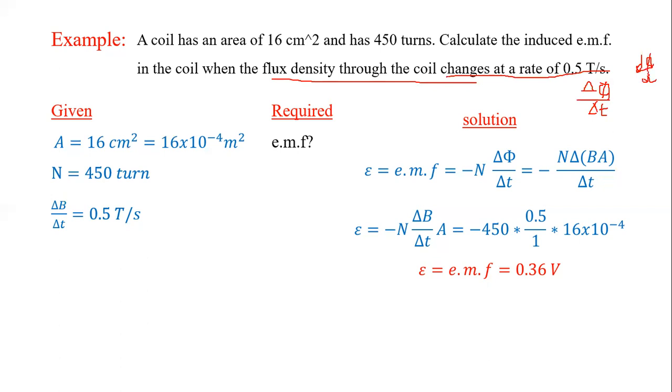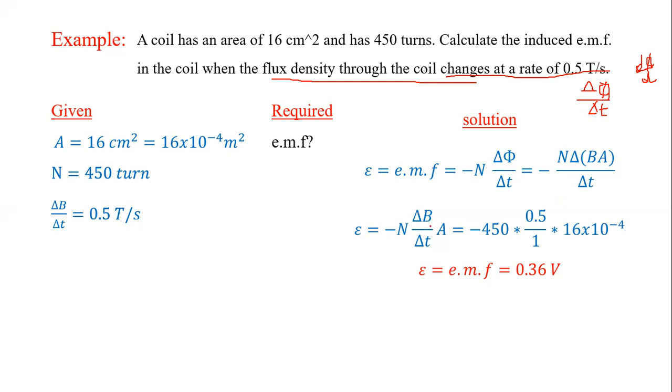So this is delta B over delta t, in tesla per second. These are given to us. So emf is equal to minus N delta phi over delta t, which means minus N change in BA over delta t. Now we rearrange these things, minus N.